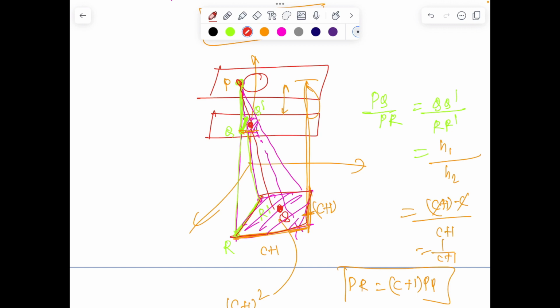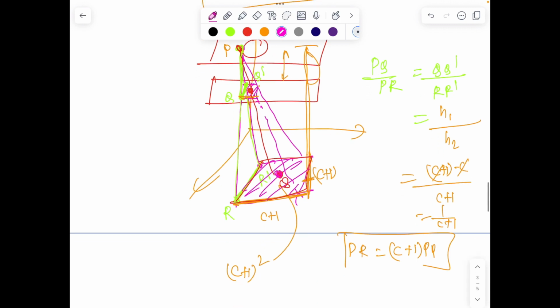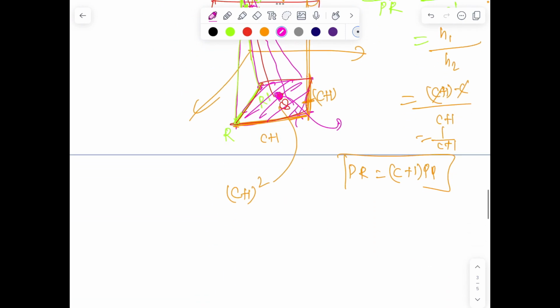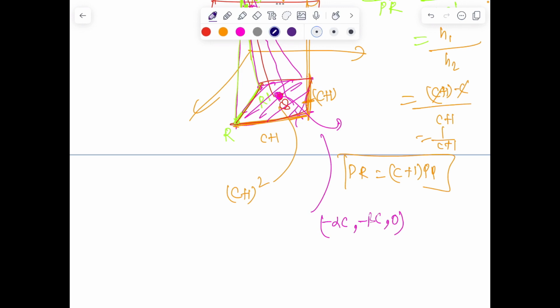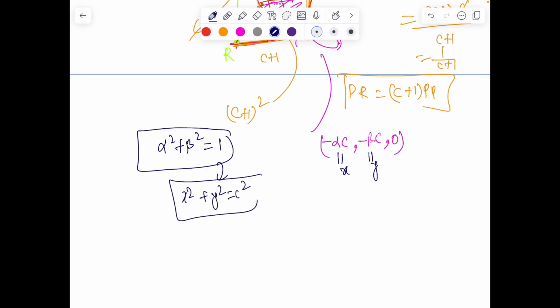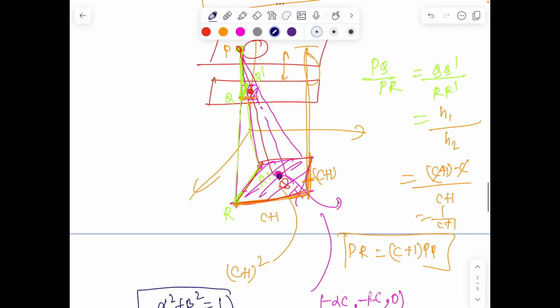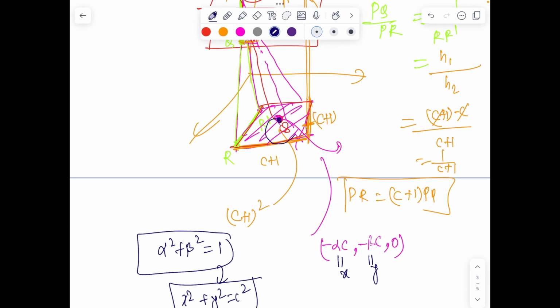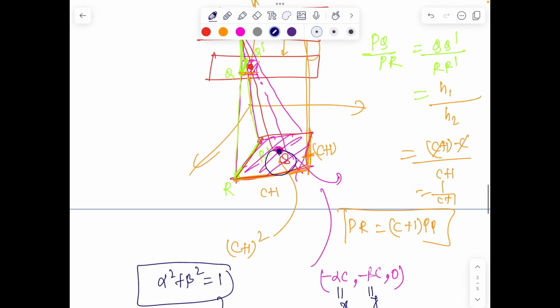Now what will happen as this point P moves? Of course, as the point P moves, the center Q will also move. And what will be the locus of Q? As we have found from the earlier result, the Q coordinate is given by minus alpha c, minus beta c, comma 0. And you can clearly see, if I eliminate this alpha and beta, as we know alpha square plus beta square is 1, it is a unit circle. So we get x square plus y square equal to c square. It means the point Q itself moves in a circle as the torchlight starts moving on a circle.